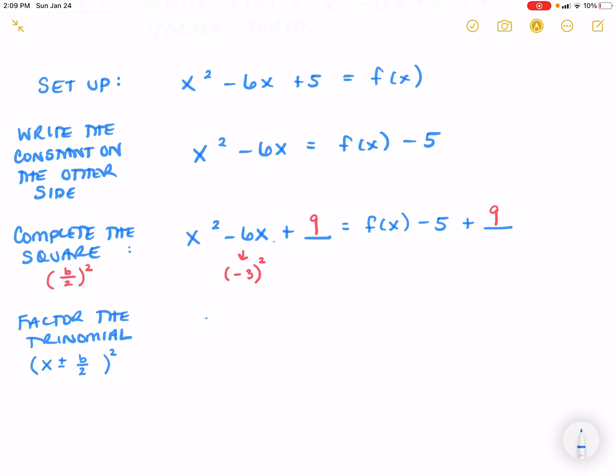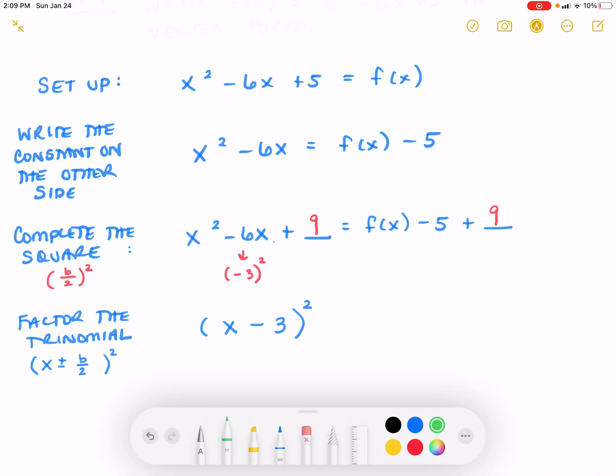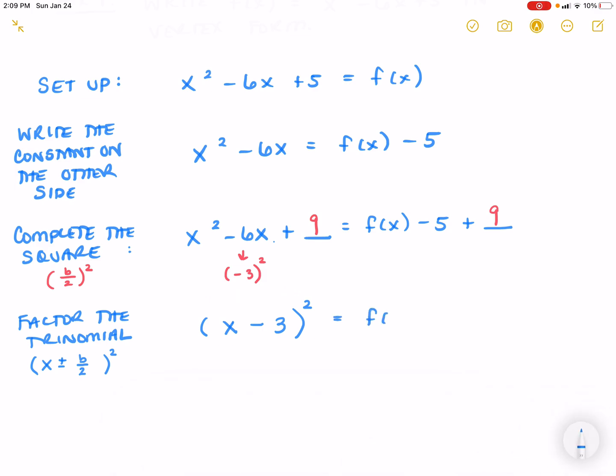So when we factor x squared minus 6x plus 9, we're going to get x minus, and then half the middle term is 3. We're going to write that as x minus 3 squared, because really what we're doing when we factor this is it's going to factor to make x minus 3 and x minus 3, so we just represent that as x minus 3 squared. Now, over here we have this f of x, but then it's -5 plus 9, which is going to combine to make a 4.